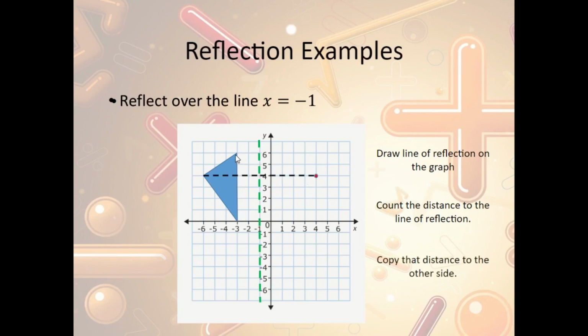And then same thing. 1, 2 away on this side. So 1, 2 away on this side. And 1, 2 away on this side. 1, 2 away on the other side. And now we have our drawing. Again, it's reflected. It's just reflected over a different line.